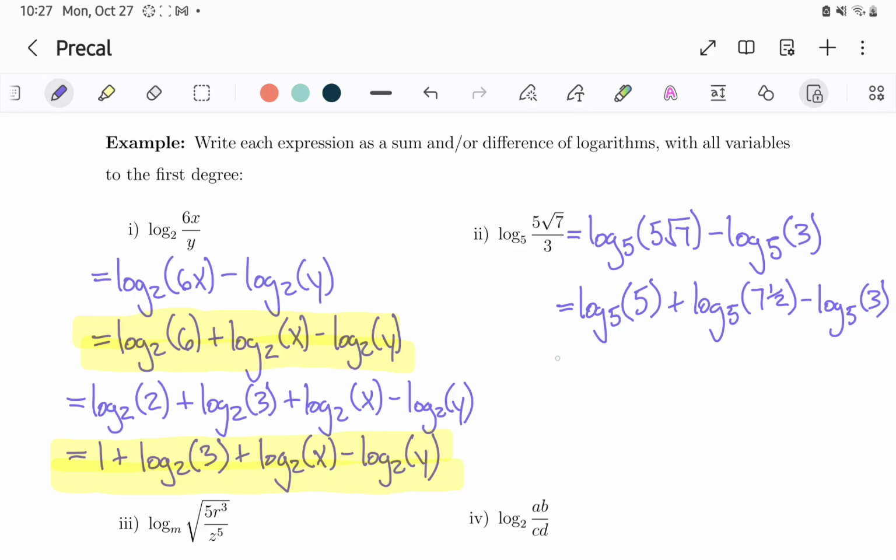Okay, and then of course log base 5 of 5 is going to be 1, so this equals 1. And then we can use the power property for log base 5 of 7 to the 1/2 to rewrite that as plus 1/2 times log base 5 of 7, and then finally minus log base 5 of 3.